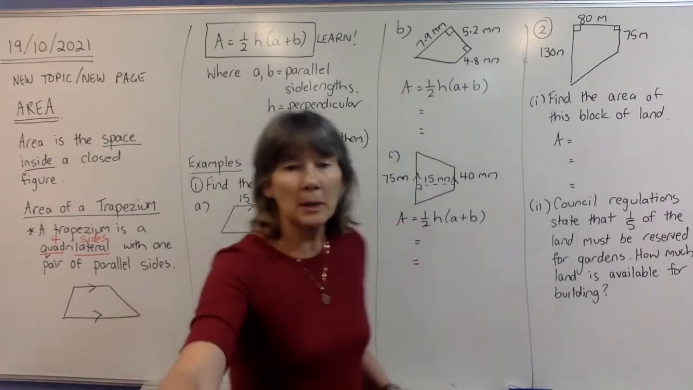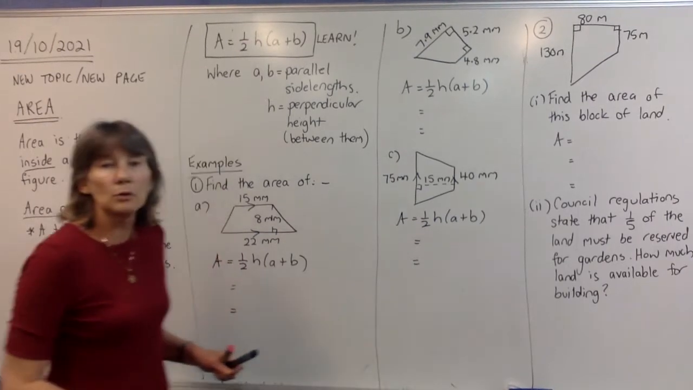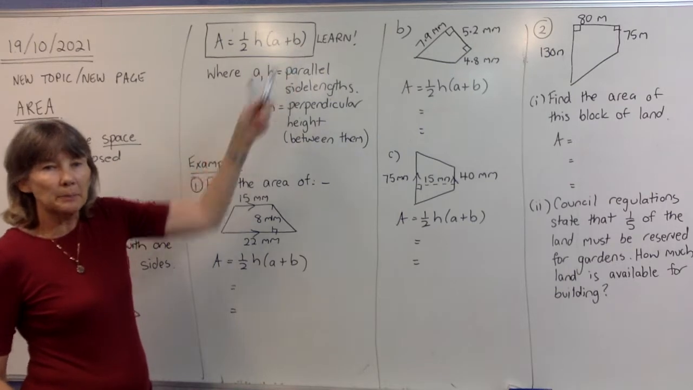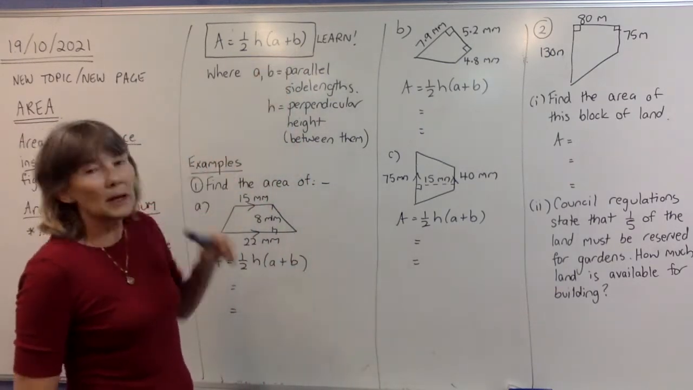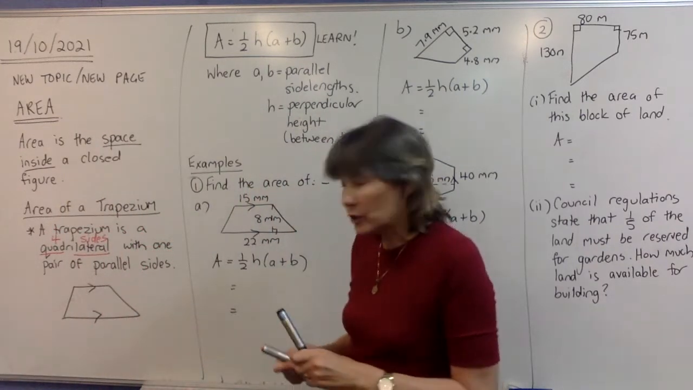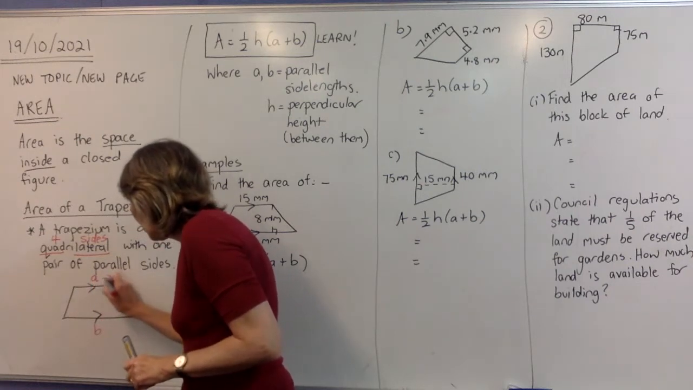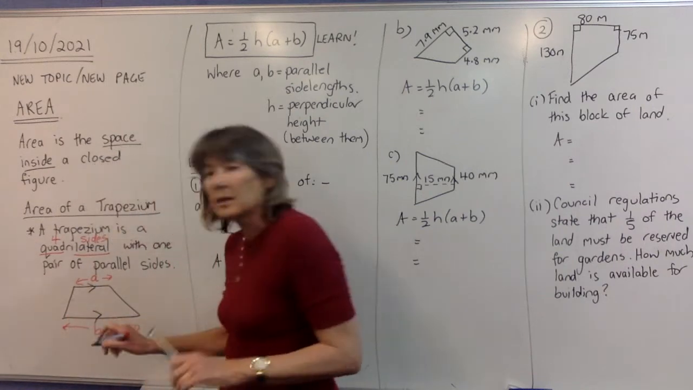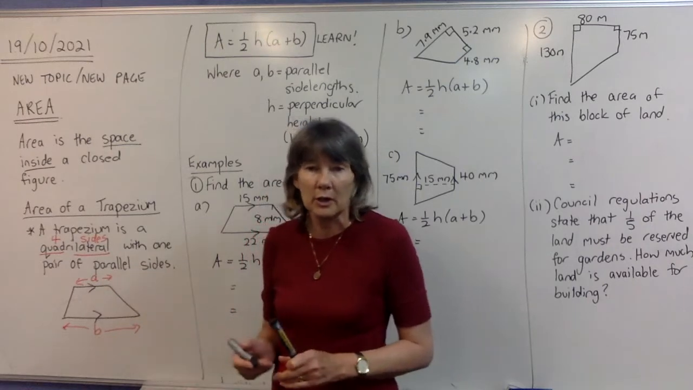Alright, so the area formula that you need to learn off by heart for a trapezium is A equals a half H bracket A plus B bracket. Now, the A and the B in the formula are the parallel side lengths. If we have a look back here at our shape, A and B are the lengths of the parallel sides. It doesn't matter which one you put in for A and which one you put in for B, as long as it's the 2 parallel sides.